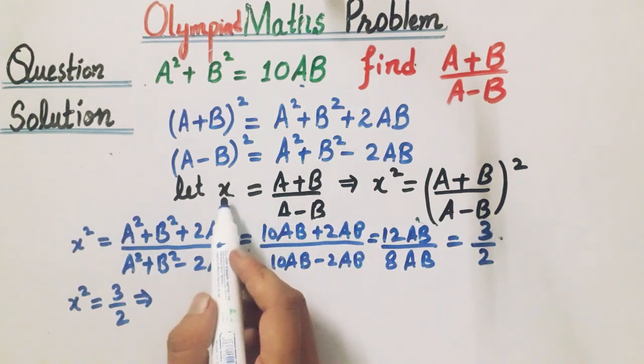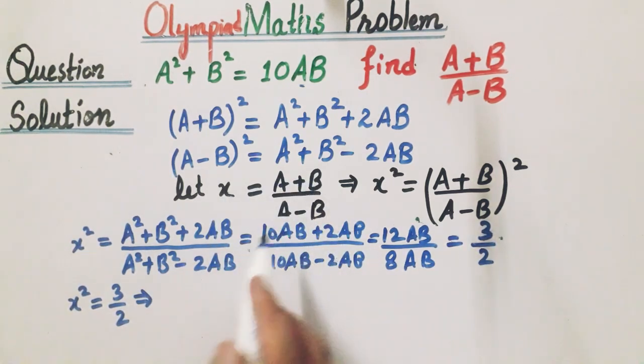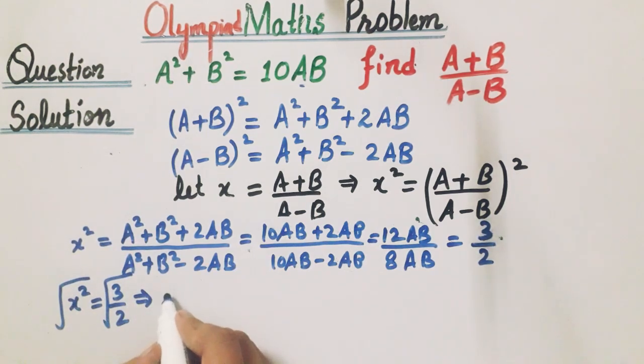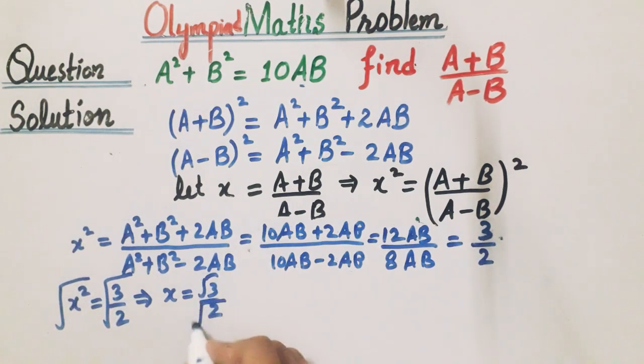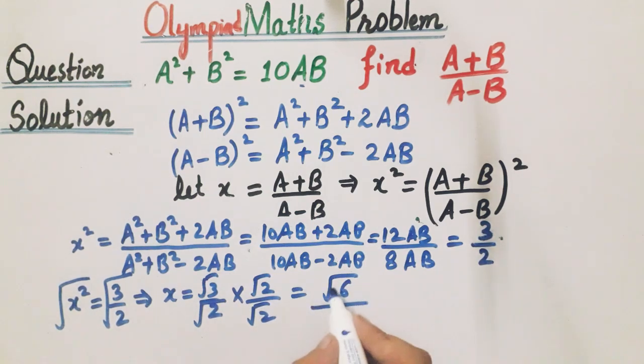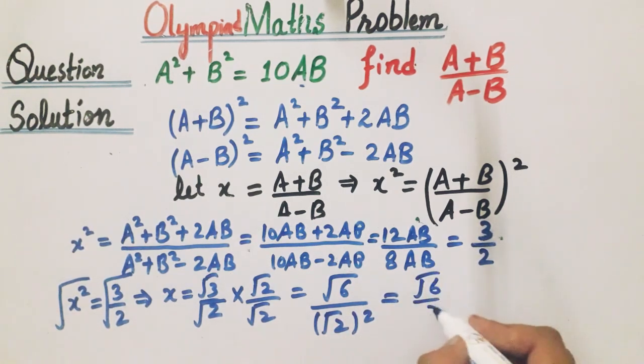But we have to find the value of x, that is (a + b)/(a − b). So by taking the square root on both sides, we get x = √(3/2). Now we will rationalize this because the denominator should be without a square root. So √3 multiplied by √2 will be √6, and this will be equal to √6/2. This is the final answer.